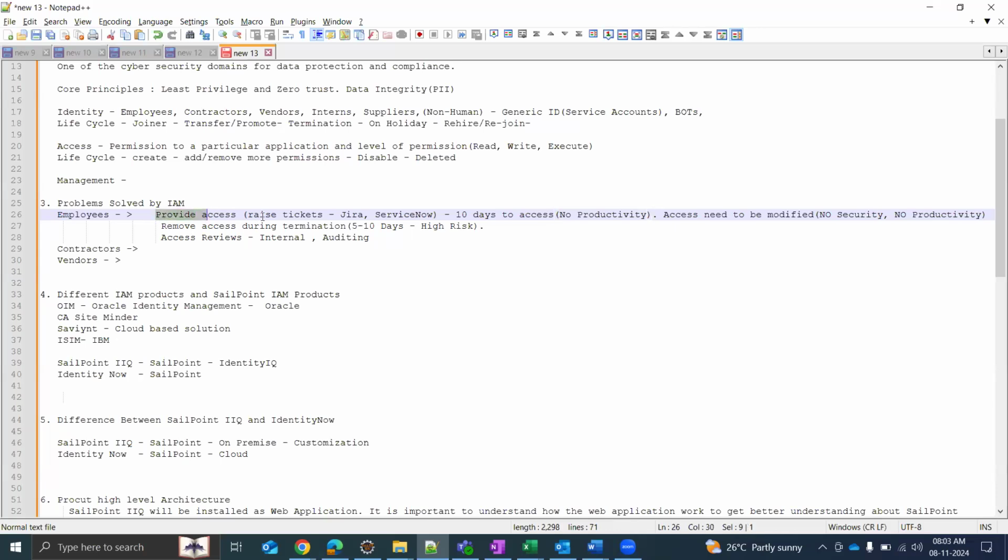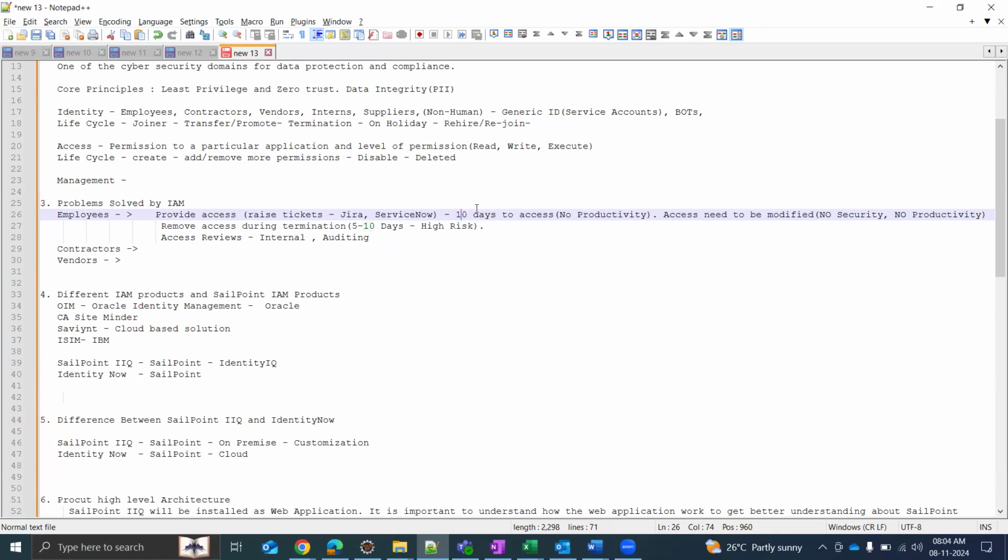Okay, so imagine what is the issue in following this process. Let's say the person joined the organization today and all the tickets are raised, and it will take up to 10 days to get all the necessary access to start working. So for these 10 days, the employee will not do any work. So here the productivity is hampered, right? The organizations are paying salary for this person for 10 days, but they are not getting any productivity. So there is an impact on the finance and productivity. So this is one of the problems faced by the organizations.